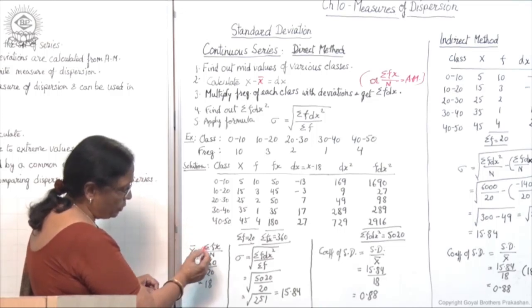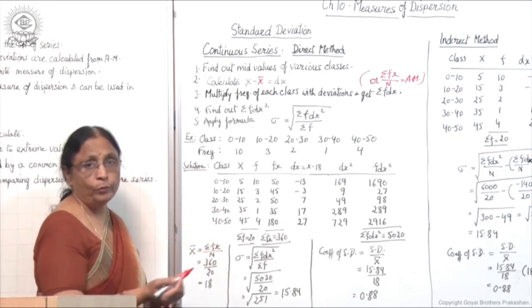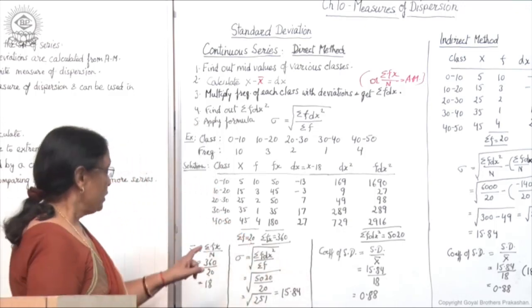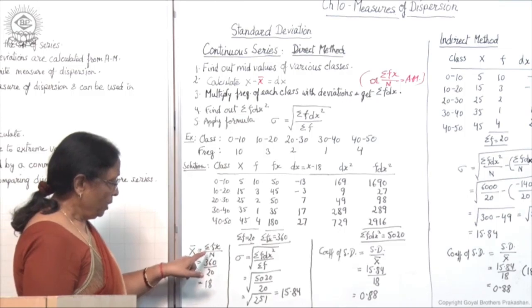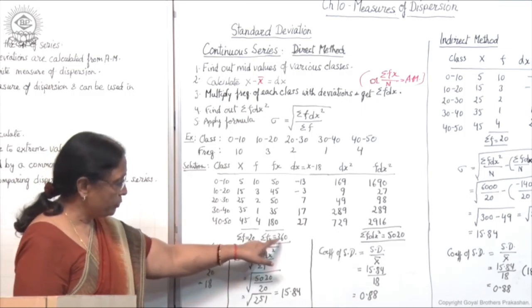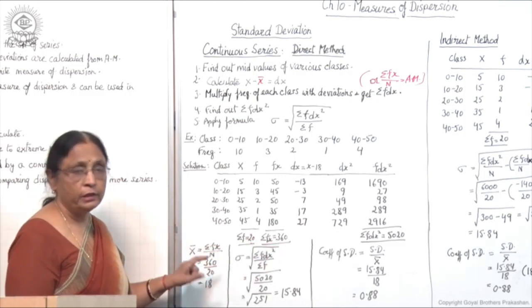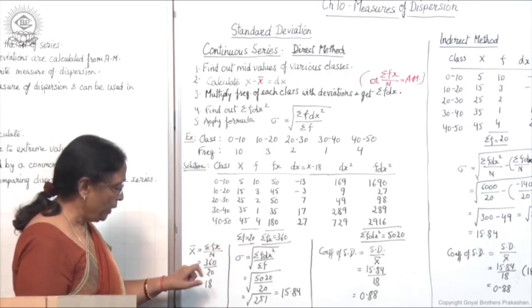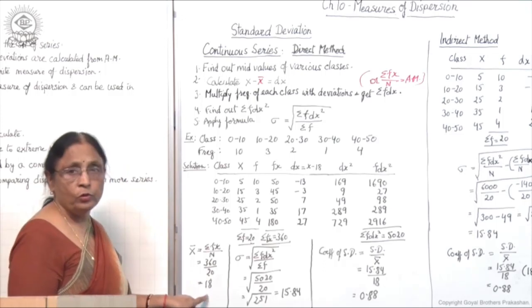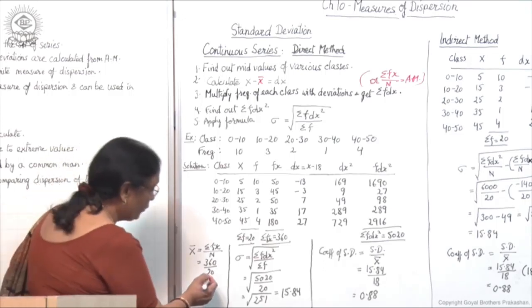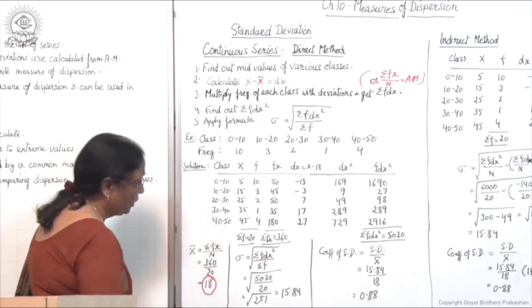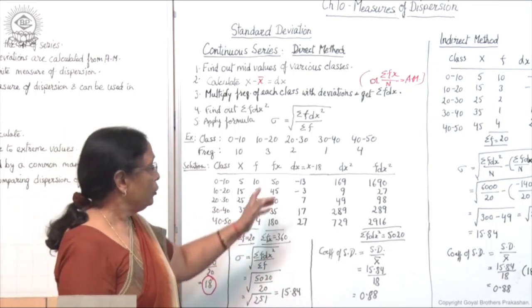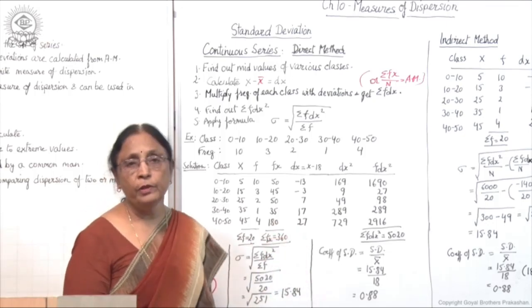Now first thing you will calculate the mean here. X bar is equal to sigma fx upon n, you know the formula for arithmetic mean. What is sigma fx? This is 360, write down 360 here. N is number of items or total of frequency, that is 20. So x bar is equal to 18. So this you have calculated as actual mean, and after calculating actual mean you have to take out the deviations from actual mean.